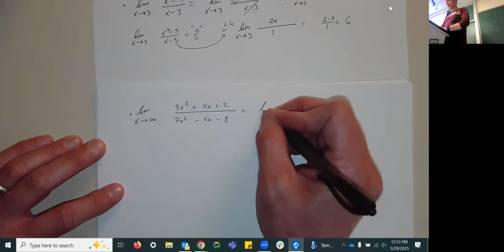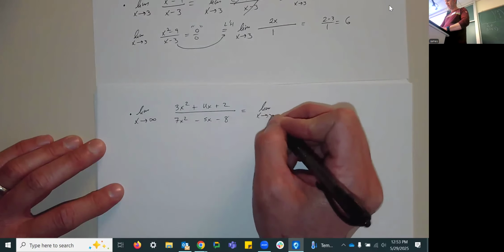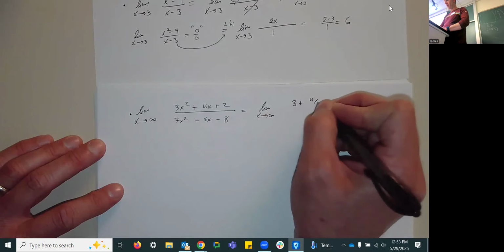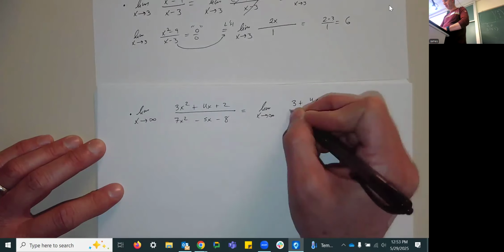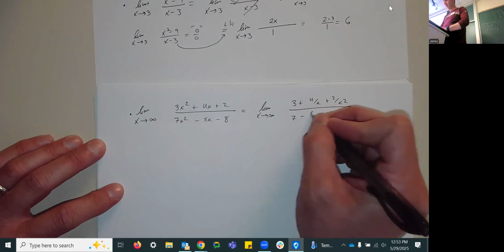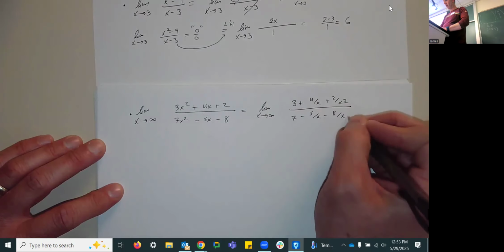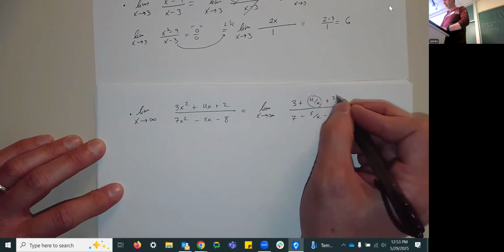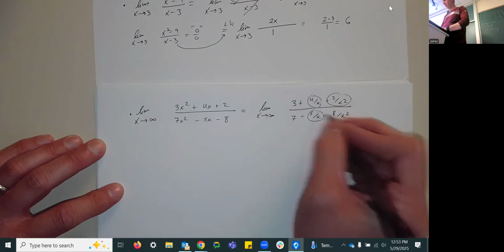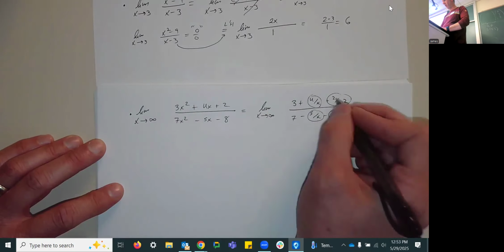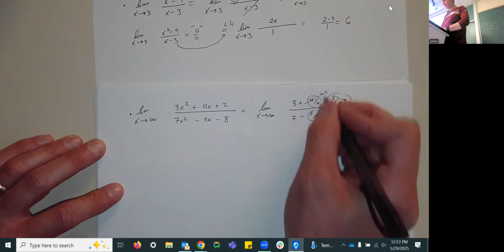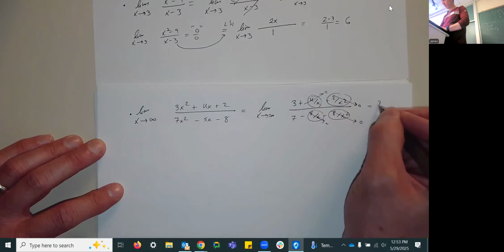The work is dividing everything by x squared and getting 3 plus 4 over x plus 2 over x squared over 7 minus 5 over x minus 8 over x squared. And then saying, oh yeah, the 4 over x and the 2 over x squared and the 5 over x and the 8 over x squared all get really, really small. And so we're left with 3 over 7.